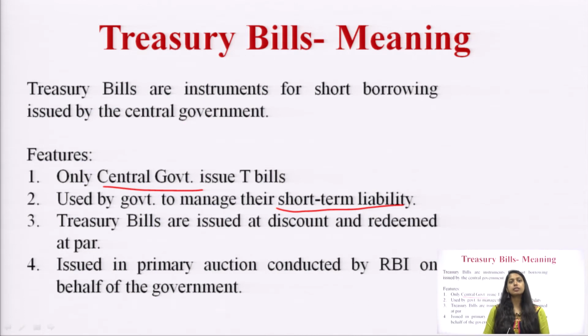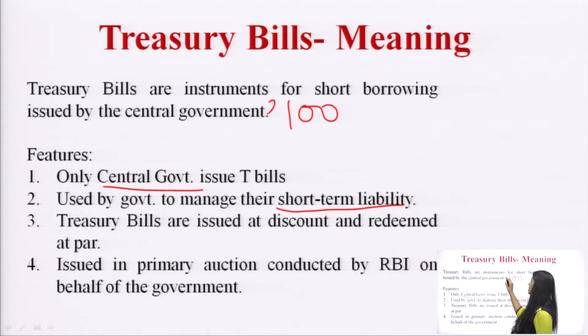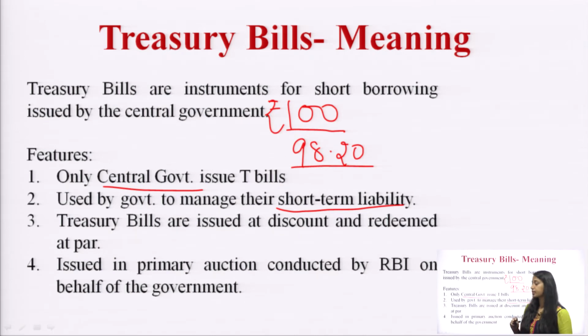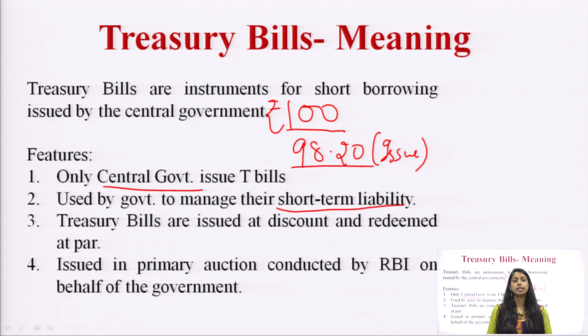Now the third point says that treasury bills are issued at discount and redeemed at par. This is something which we need to understand, what is the meaning of issued at discount and redeemed at par. So let us say there is a treasury bill and the amount for this treasury bill is rupees 100. The moment it is issued, the amount for which it has been issued is 98.20 rupees. At the time of issue, the person who is taking this treasury bill will only pay the amount of 98.20.